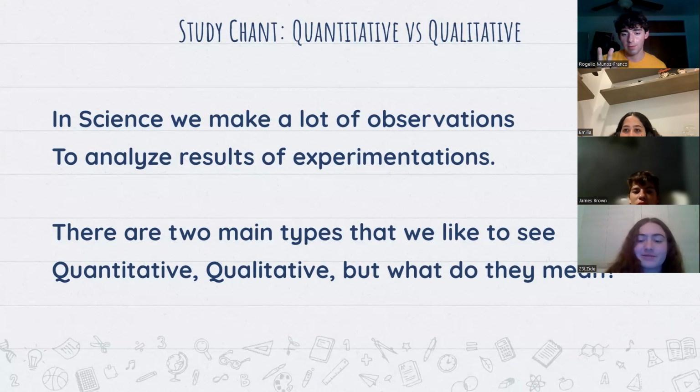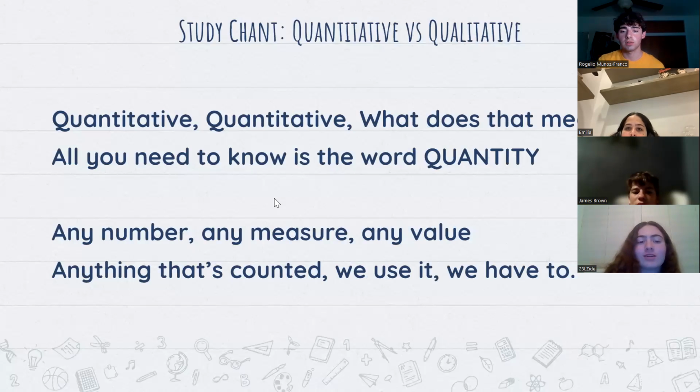There are 2 main types that we like to see. Quantitative, qualitative. What do they mean? Quantitative, what does that mean? All you need to know is the word quantitative: any number, any measure, any value, anything counted, if we use it. We just have to hear it.